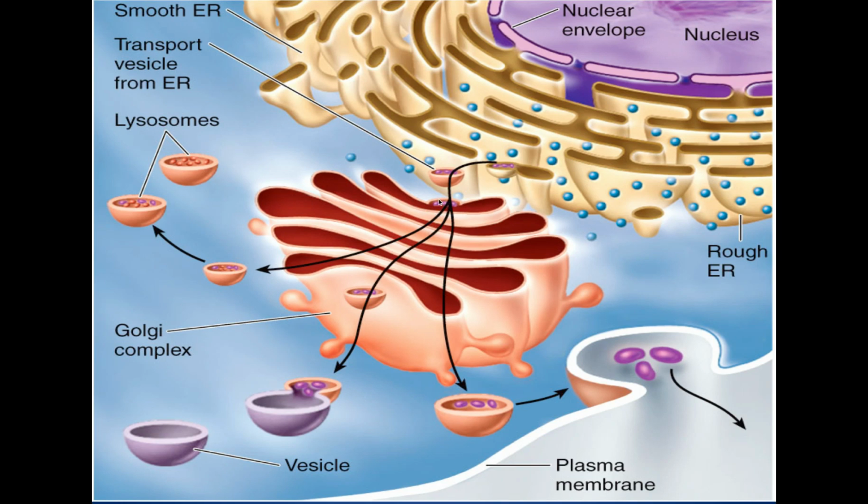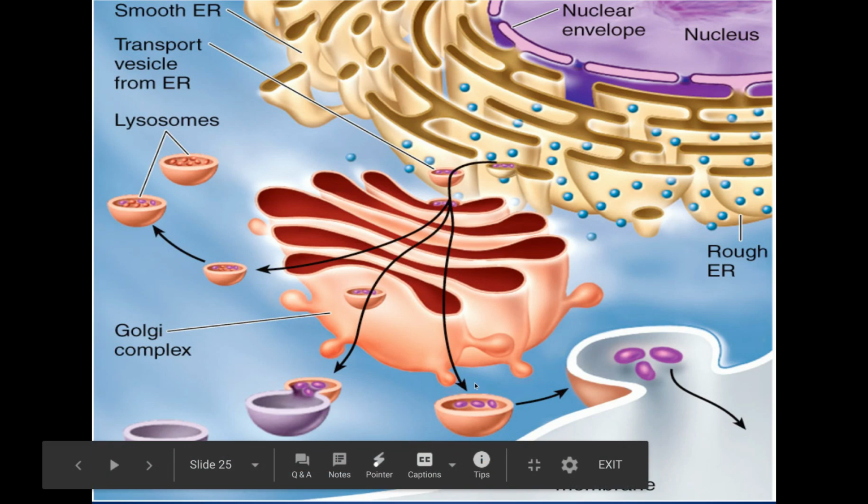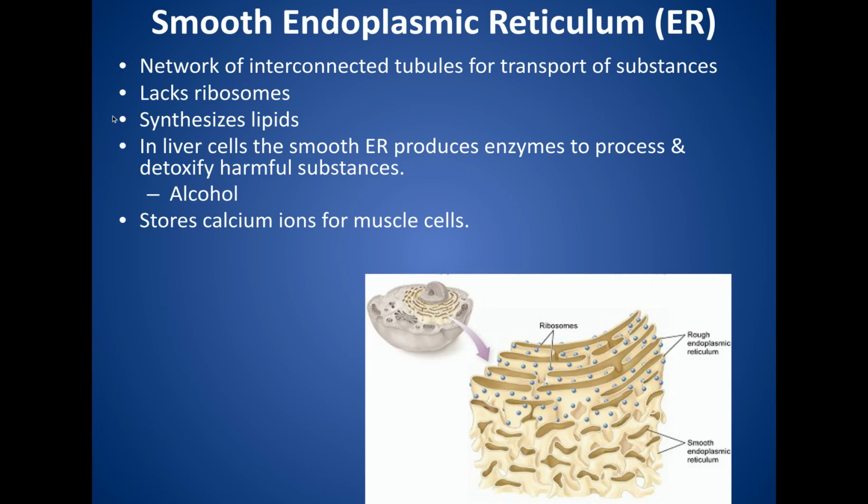The Golgi apparatus kind of stamps it and gives it the final approval, and it sends it off to its final destination. So some proteins exit the cell, they're secretory proteins. Some proteins stay inside of the cell. We talked about the smooth ER. Smooth ER lacks ribosomes, and one of its biggest functions is to transport substances, and it also makes lipids for cells.